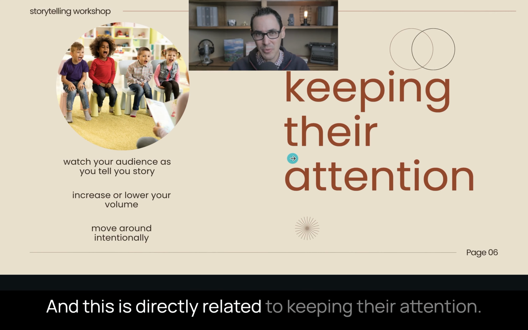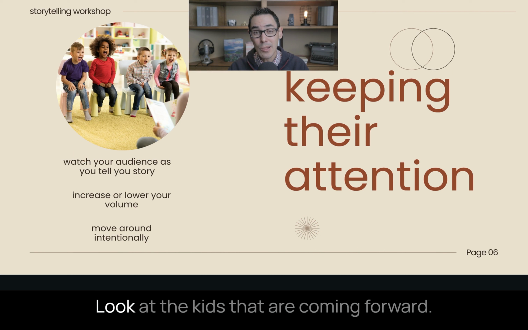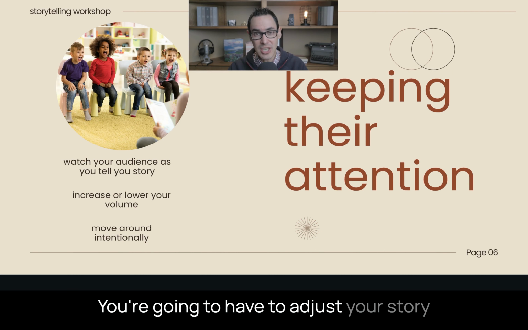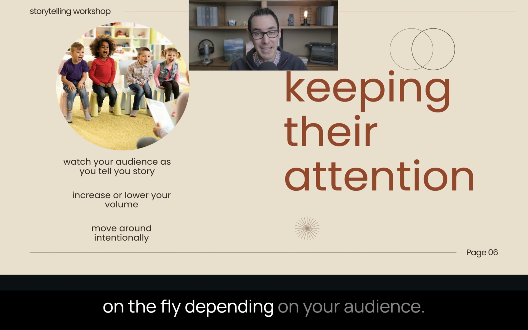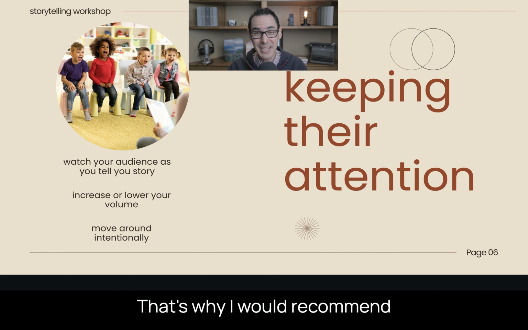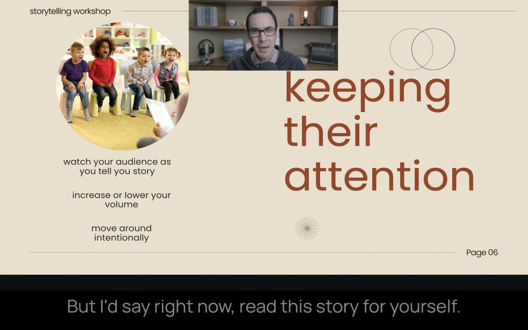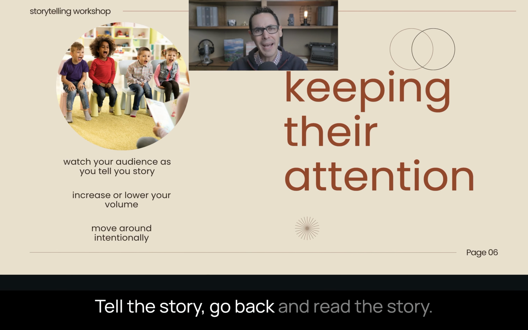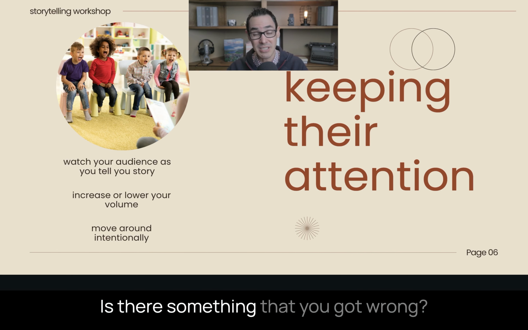And this is directly related to keeping their attention. Look at the kids that are coming forward. What's their age? You're going to have to adjust your story on the fly depending on your audience. That's why I would recommend you never read the story. But I'd say right now, read the story for yourself, make an outline of the key points, and then tell the story. Practice this at home. Tell the story. Go back and read the story. Did you miss something? Is there something that you got wrong?